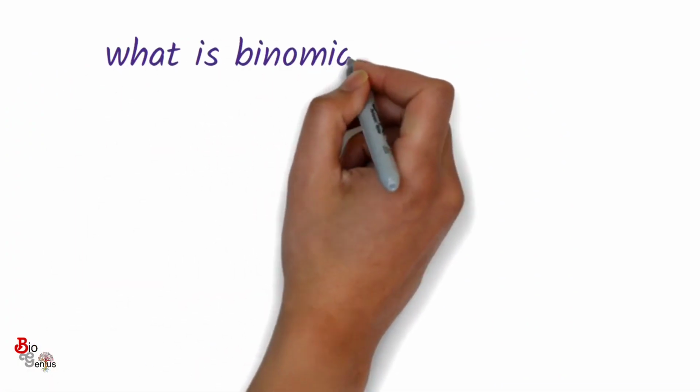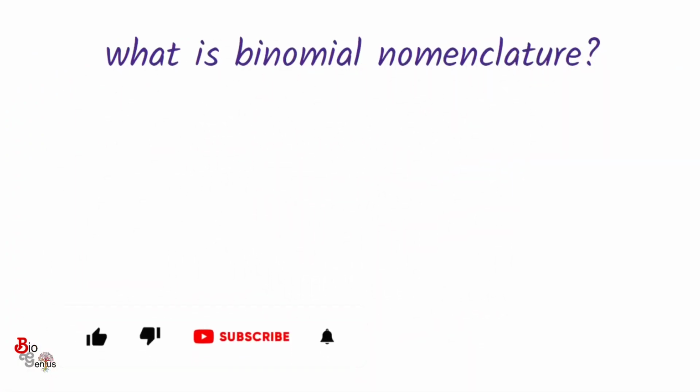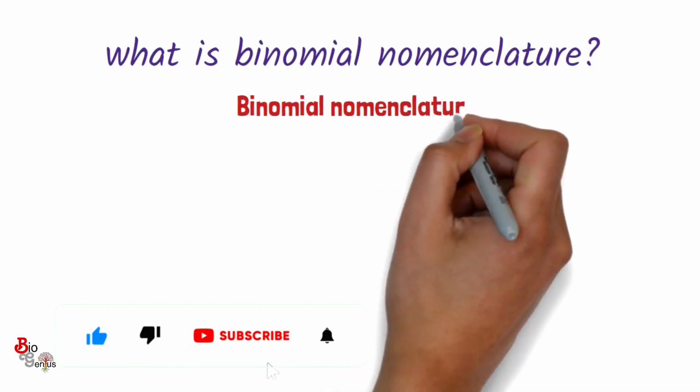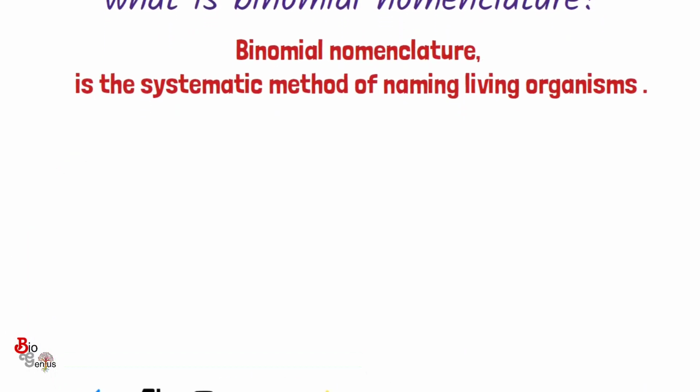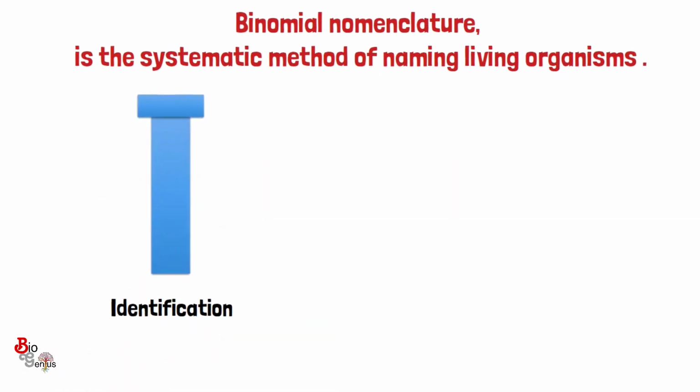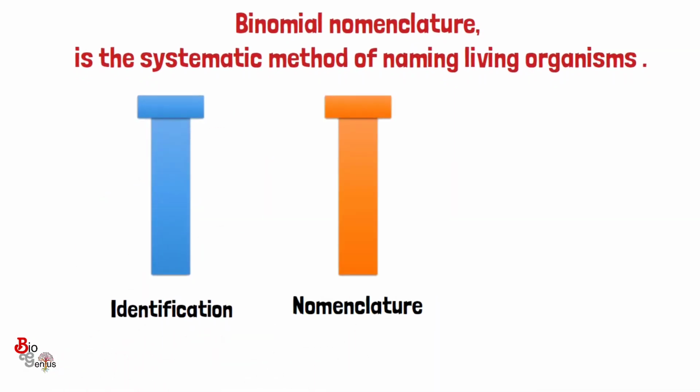So what is binomial nomenclature? Binomial nomenclature is the systematic method of naming living organisms. In taxonomy, nomenclature is one of the three pillars along with identification and classification.